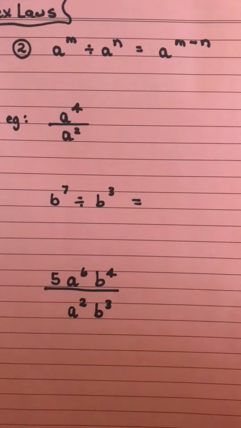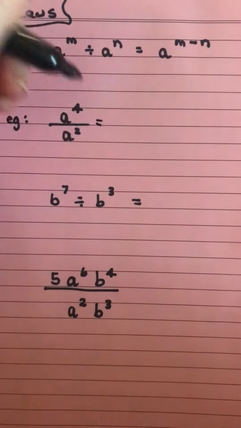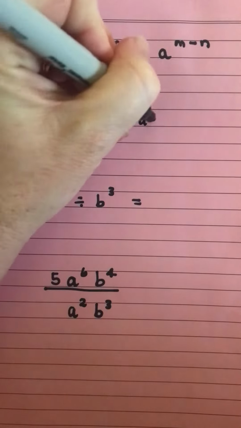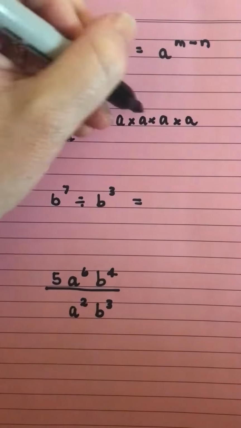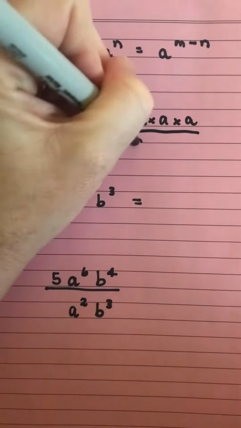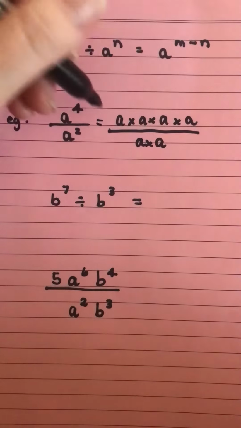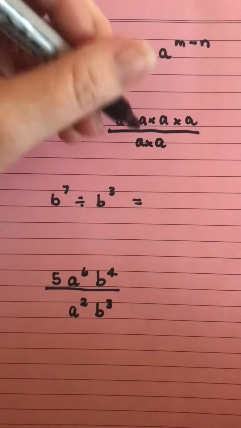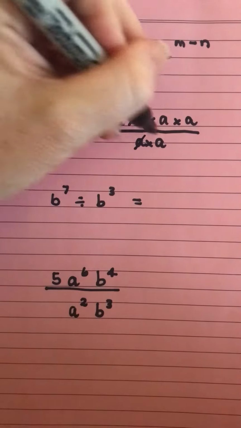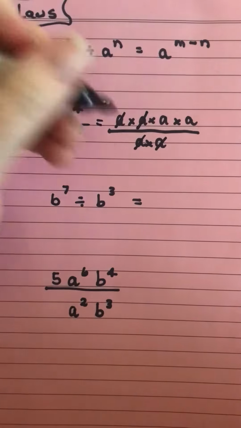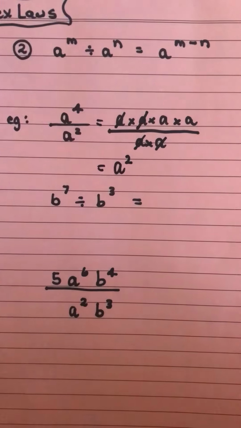Now in the previous video we looked at why that worked, and I want to do that in this first one here. So we've got a to the power of 4 divided by a to the power of 2. So I'm going to write that out, a times a times a times a, that's my a to the power of 4, and that's over a times a. I'm then going to simplify that by cancelling out what's on the top and on the bottom. So I've got 2 a's on the bottom, so I can cancel out 2 on the top, and that gives me a to the power of 2.